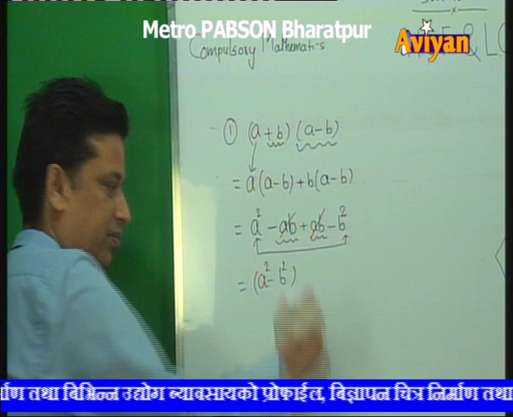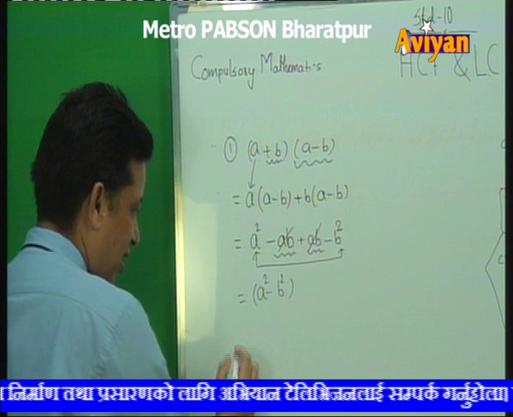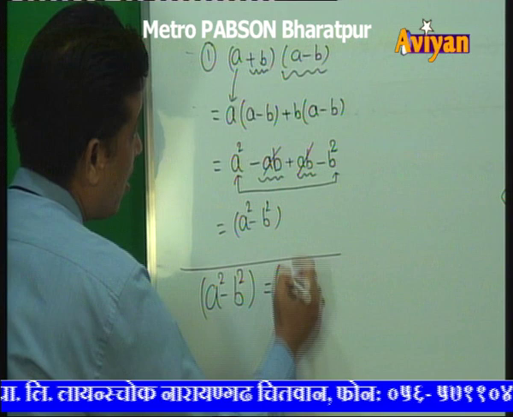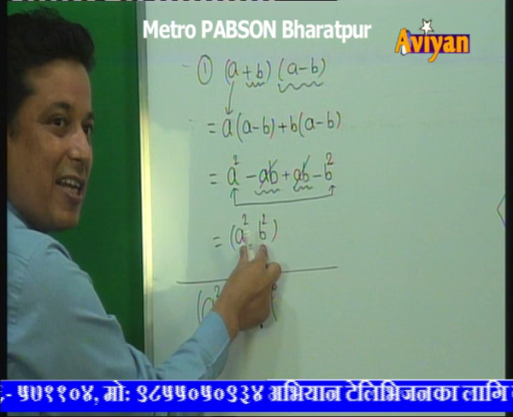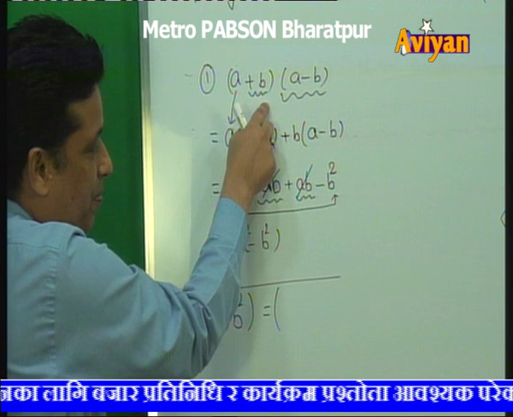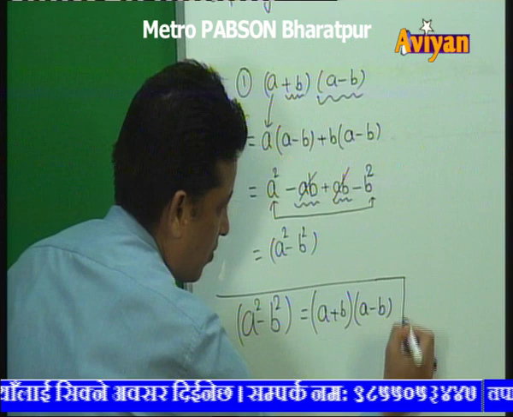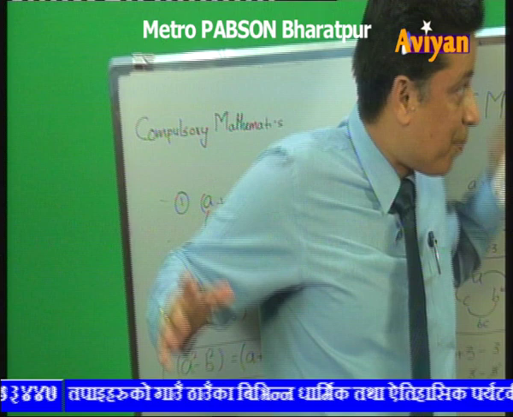This is why you have been learning one formula. The formula is A square minus B square is equal to, as we multiplied these two factors and got this product, A plus B into A minus B. So this is the first formula we have got. Practically we checked. You have already used this formula many times.